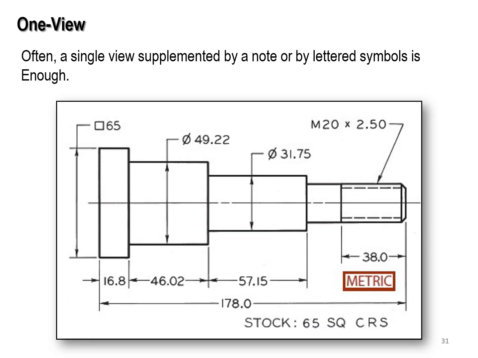Often, a single view supplemented by a note or by a lettered symbol is going to be enough. Like what we have here, this is the cross section, or how I can see a shaft from the side, and I think that we've done something similar to that in the lab last week. We can see the total length of the shaft, and the different sections that have different diameters. We're also going to have a thread for a distance of 38 millimeters with the specification of M20 by times 0.5. That's the thread type, and this is the pitch value for that thread.